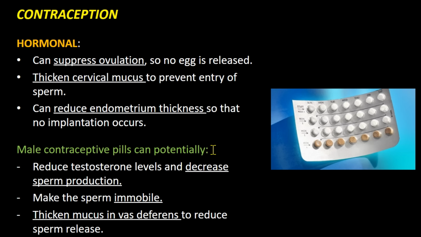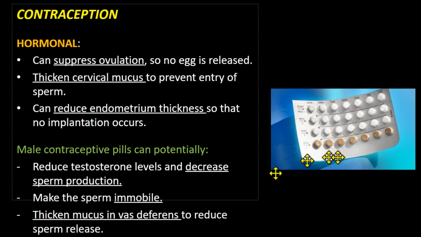Male contraceptive pills are not out in the market yet. But how these could work, potentially, is that they could reduce testosterone levels in men and decrease sperm production. They can make the sperm immobile, unable to swim, or they can thicken mucus in the vas deferens, so when the man does ejaculate, very few sperm cells are released.